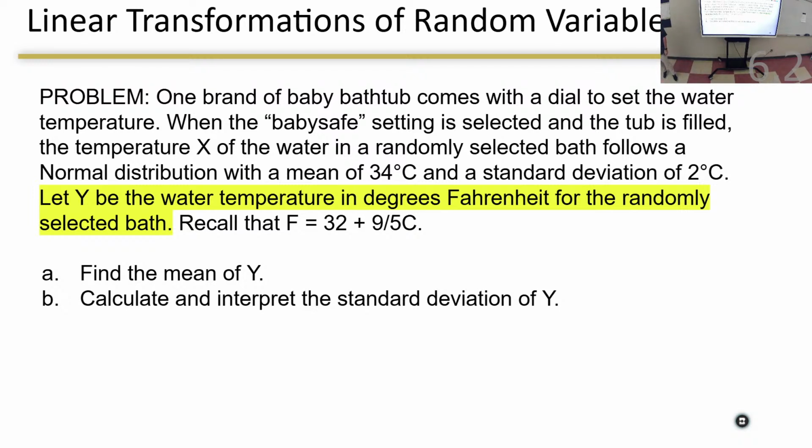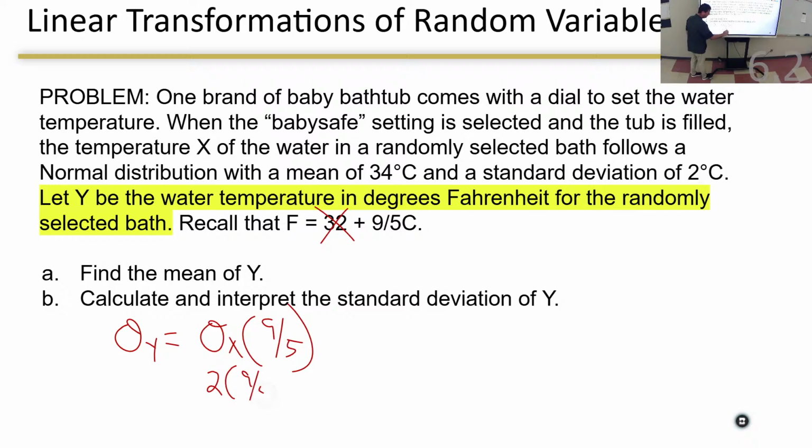Calculate and interpret the standard deviation of Y, and this is the one we just get in such a habit. The standard deviation of Y is equal to the standard deviation of X multiplied by 9/5, but that's it. Don't add the 32 because addition doesn't affect it. We get in such a habit of plugging and chugging into formulas, but the 32 has nothing to do with the standard deviation. And so that was 2 times 9/5, which is 18/5.